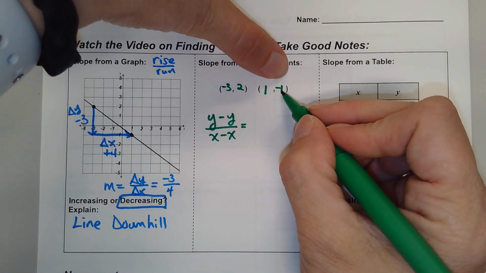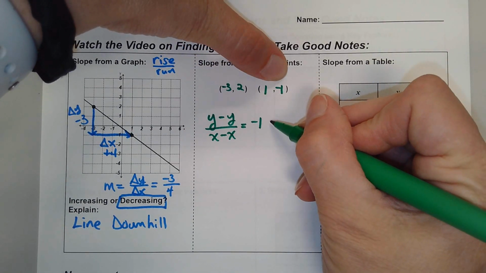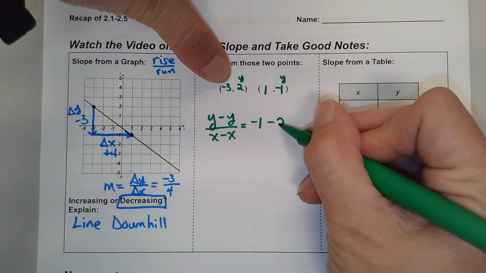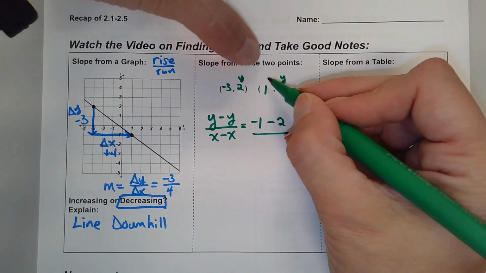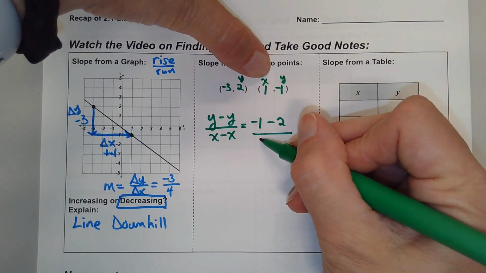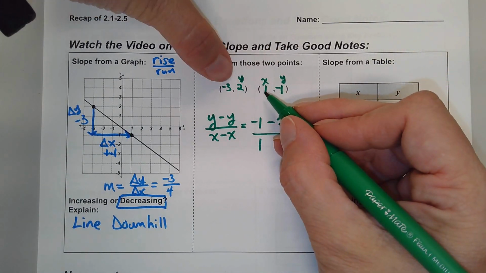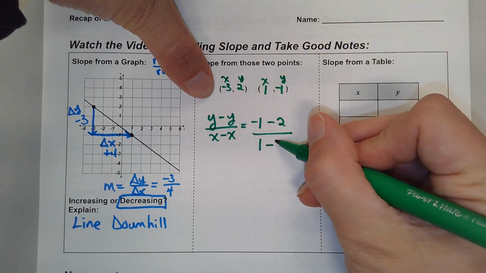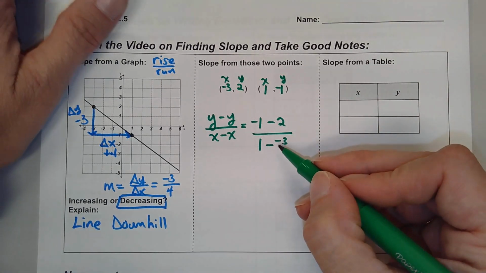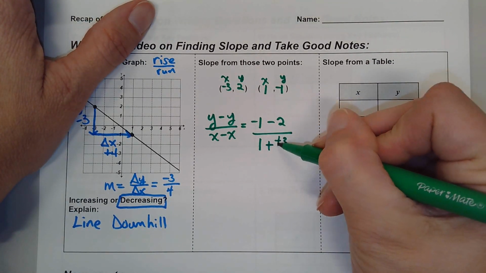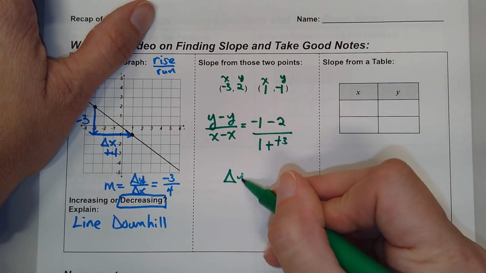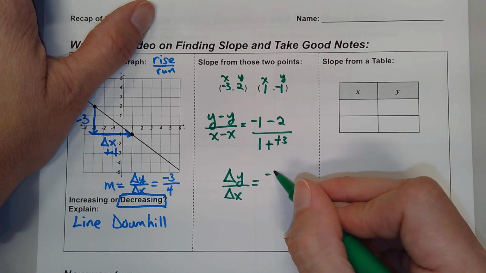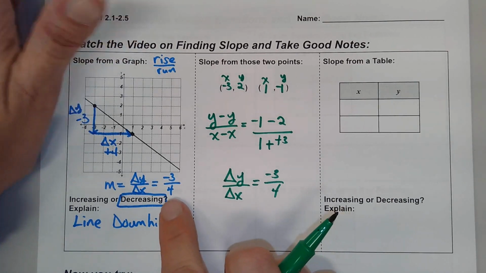So I'm going to take this y, -1, and I'm going to subtract this first y, which is 2. Now I'm going to take this x, which is 1, the second x, and I'm going to subtract -3. A minus minus makes plus, okay? So the change in y over the change in x is -3 over 4, which is the same answer that we got there.